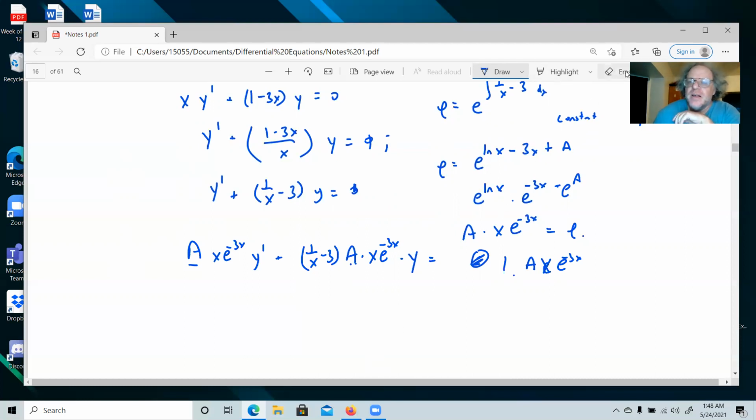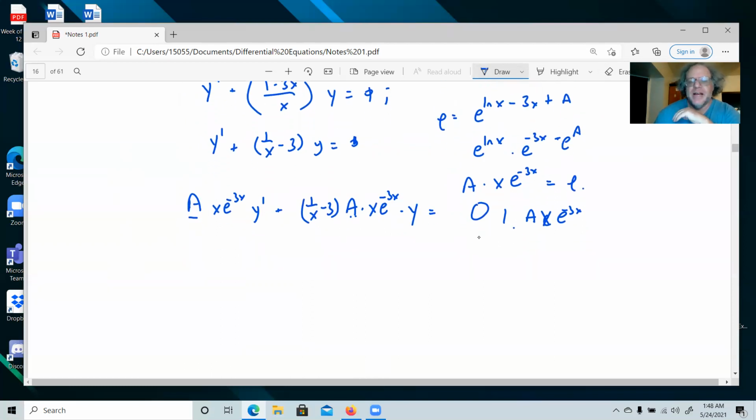Okay, so here we go. We'll go ahead and keep it back to a 0 and not worry about it. All right, and we'll cancel those. Okay, so let's see. We have x e to the negative 3x y.